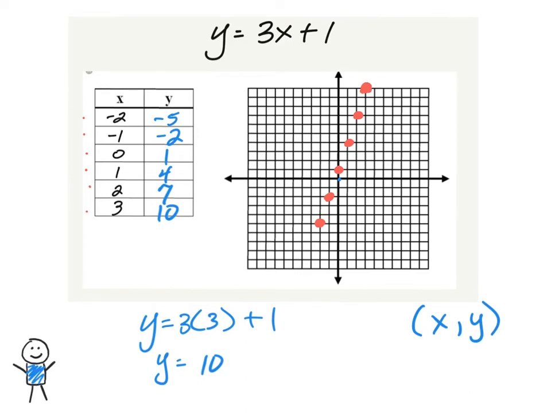If you notice, these points, when graphed, form a straight line. If I was to draw a line, which would be very difficult on the iPad, it would be a linear function because the values have a constant rate of change.